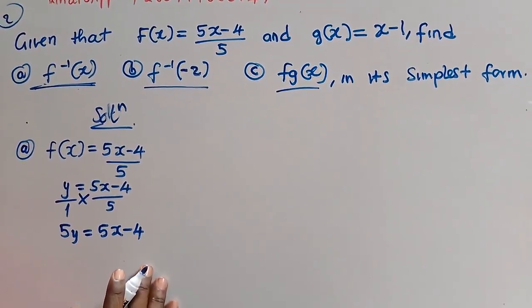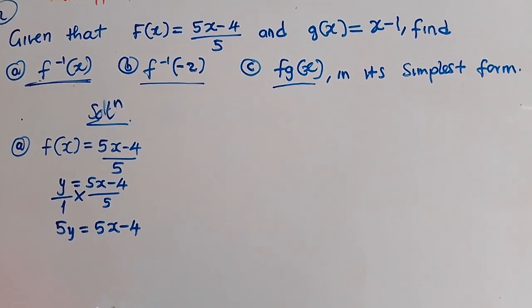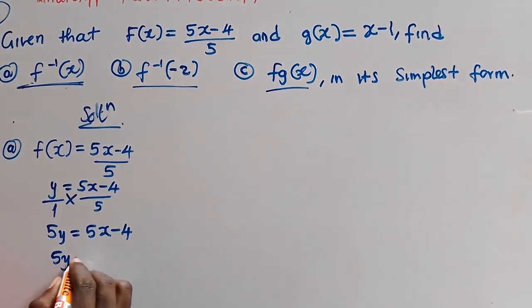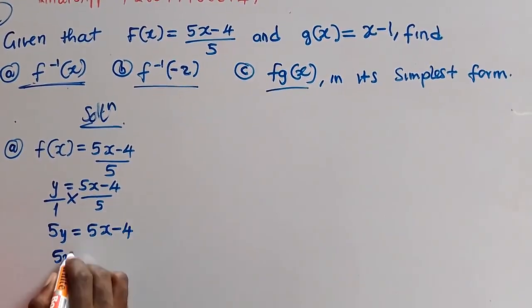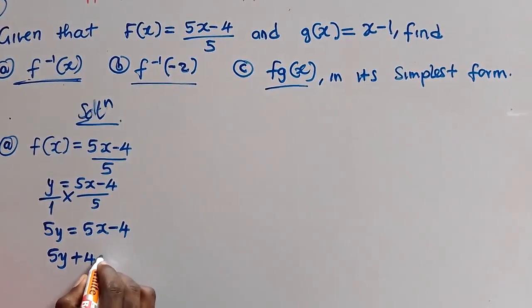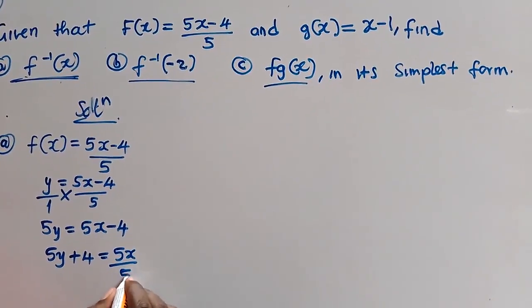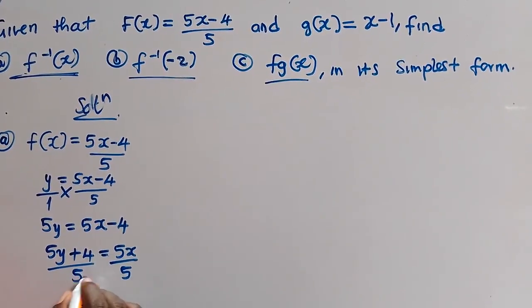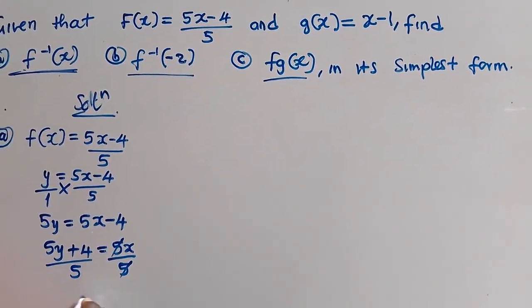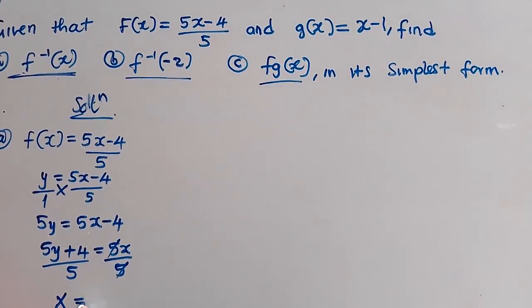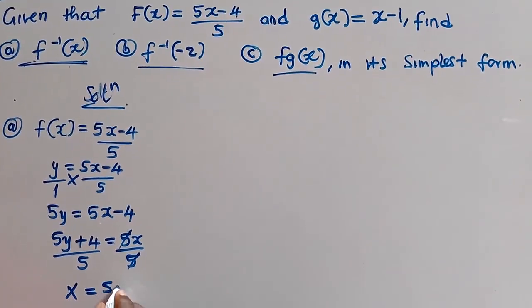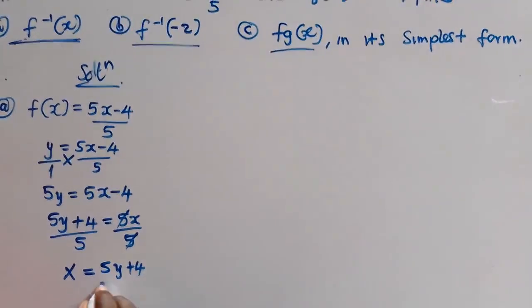Here you group like terms. So it's 5y. This one, negative 4, will come this side, so plus 4, which is equal to 5x like this. Divide both sides by 5. This cancelled. So it's just the same as x is equal to (5y plus 4) over 5.